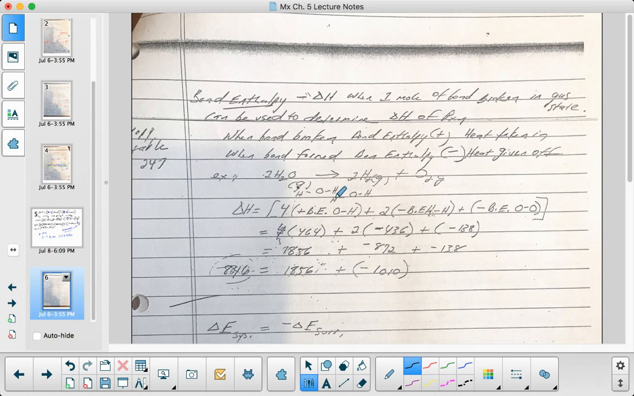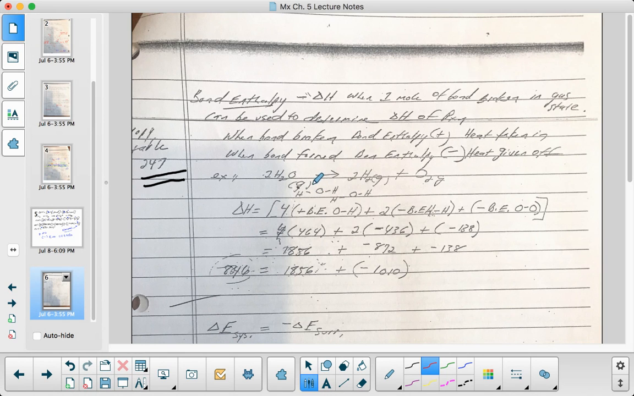So here's an easy example. How do I calculate this? Again, now there's a different table you would reference, the table for bond enthalpies, and it's on page 247. So in this example, I'm going to look at what's being broken as I decompose H2O gas, H2O vapor. What's being broken? I have 4 hydrogen-oxygen bonds.